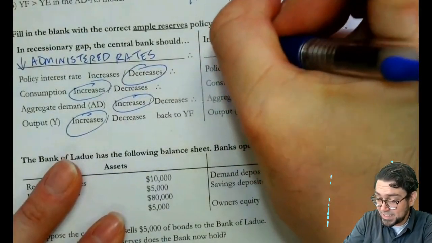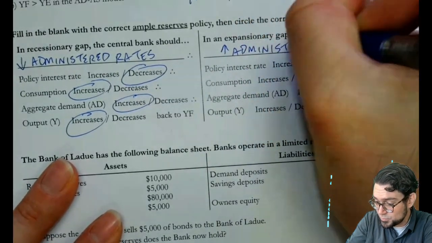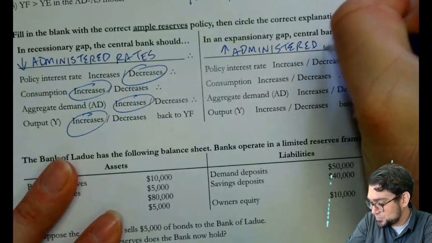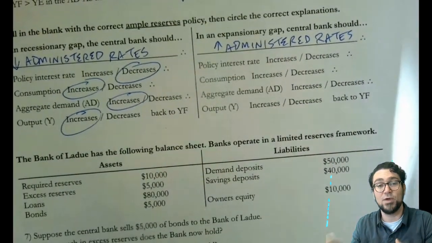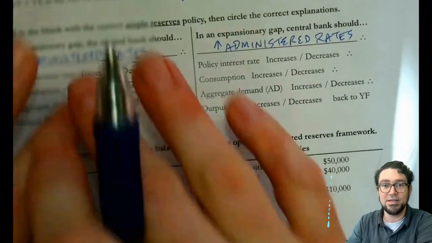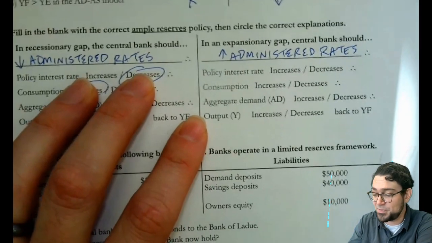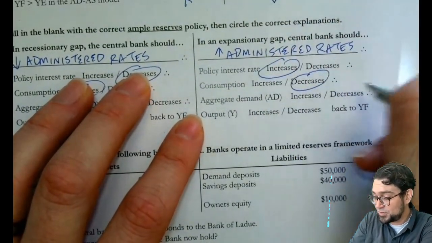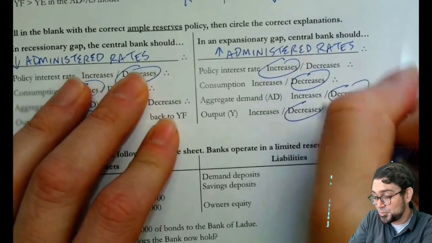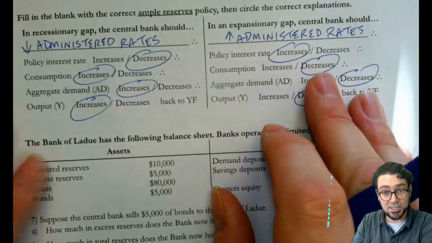For an expansionary gap, we want to raise administered rates. And we call them administered rates because it's easier than saying the central bank should raise the discount rate and the interest on reserves rate, right? That's a mouthful. So we just say administered rates because the Fed gets to actually set those two. The policy interest rate would then rise, consumption would fall, aggregate demand would fall, and output would fall back to full employment. So hopefully these kind of flowchart things help you out a little bit as well.